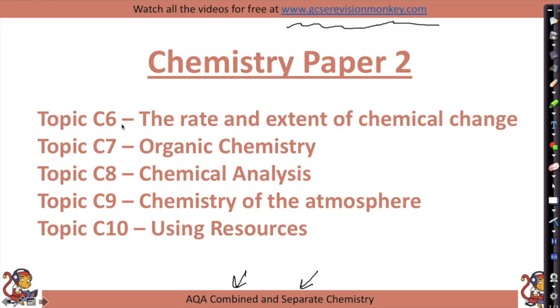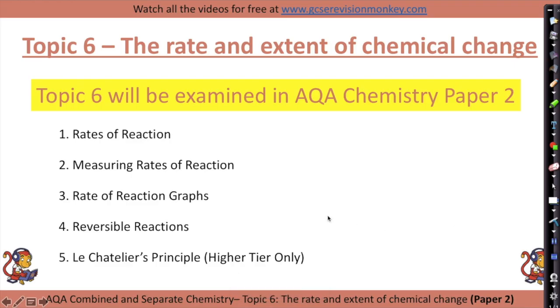This video will include information on topics 6 to 10 from your revision guide, which is everything that could come up in paper 2. So starting first of all then, we're going to look at topic 6, which includes things such as rates of reaction, reaction graphs, reversible reactions, and also some high tier only content on Le Chatelier's principle.